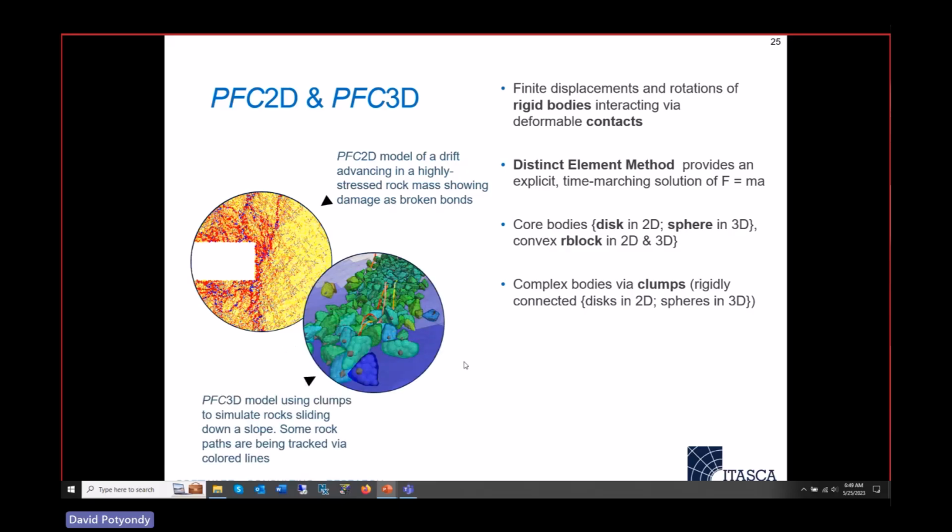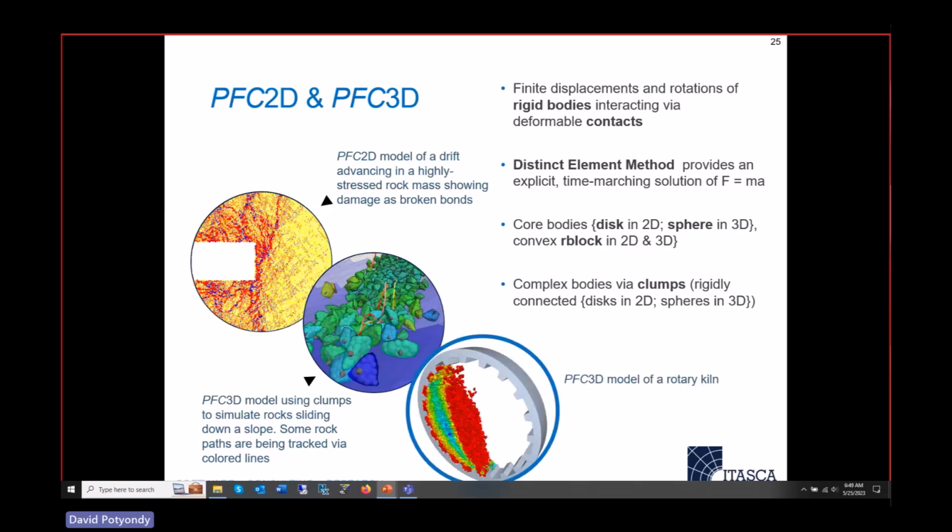Here's an example of a PFC3D model of boulders, and it's a rock slide coming down a slope. We're going to look at this later and watch this thing roll down the slope. These are clumps. If you look inside, you can see there's a whole bunch of spheres all overlapped to represent a single rigid body. These things are bouncing down the hillside, and people look at what's the final distribution of boulders. If a rock slide were to occur, what kind of damage might they do?